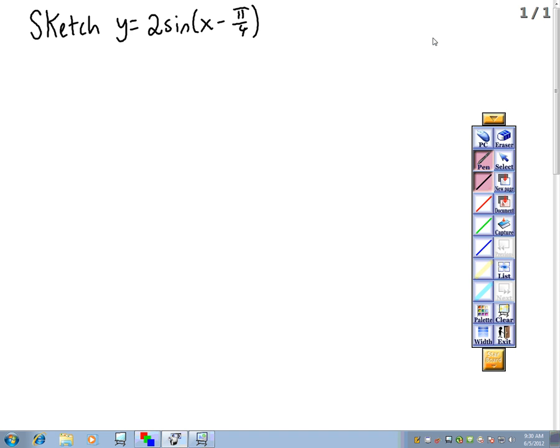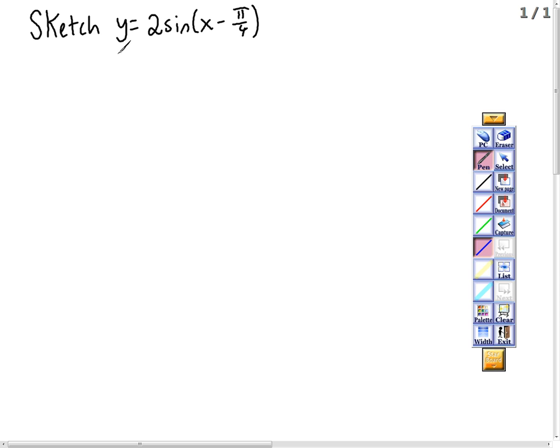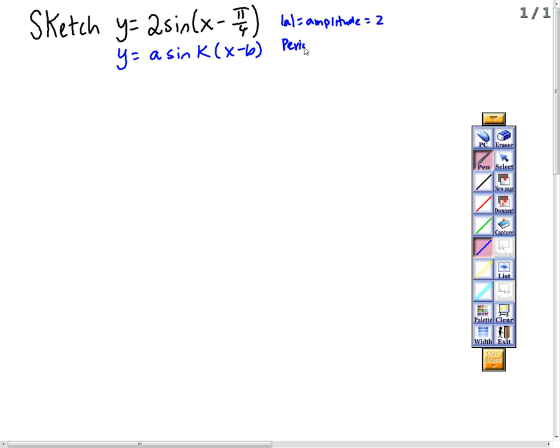Now we're going to sketch y equal 2 sine of x minus pi over 4. Keeping in mind our general form is y equal a sine k x minus b, where absolute a gives me my amplitude. In this case it's 2. And we see k is used for the period. The period is 2 pi over k.